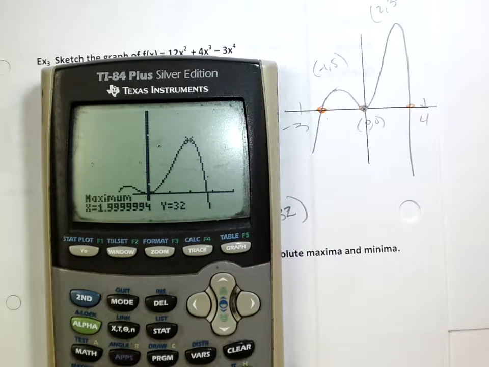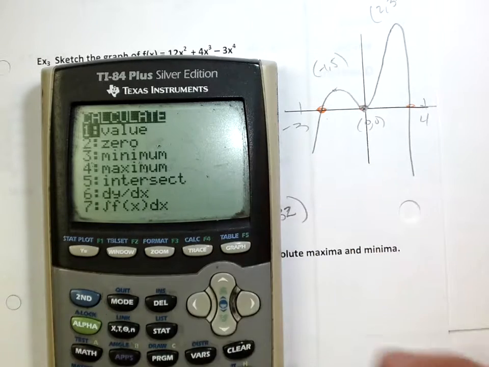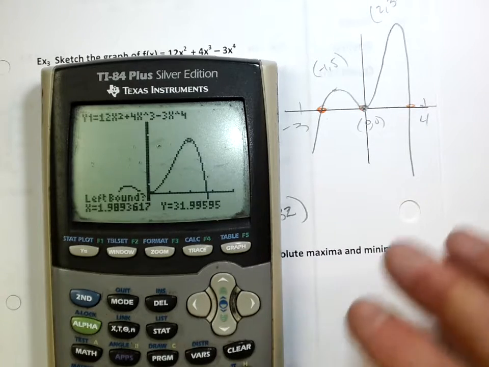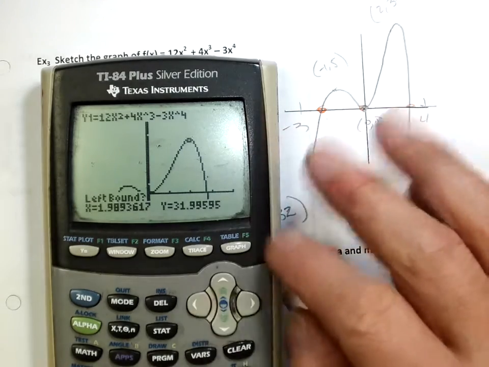Second calc. Let's see what we get. Yeah, zeros, right? Second calc. Hey, it's got a zero button, right? Pretty cool. Enter. So now, it sure looks to me like I have a zero way over here.